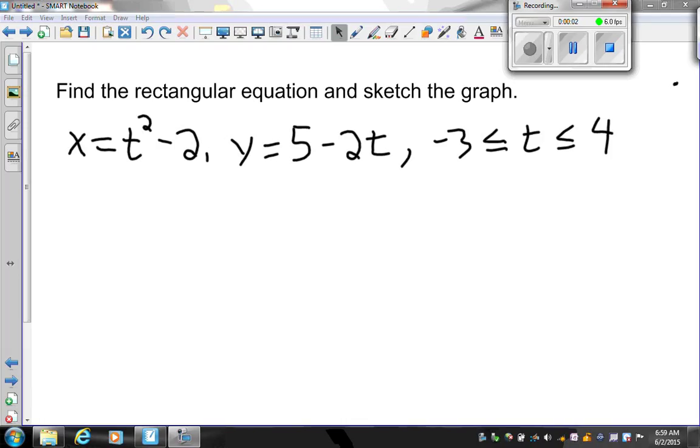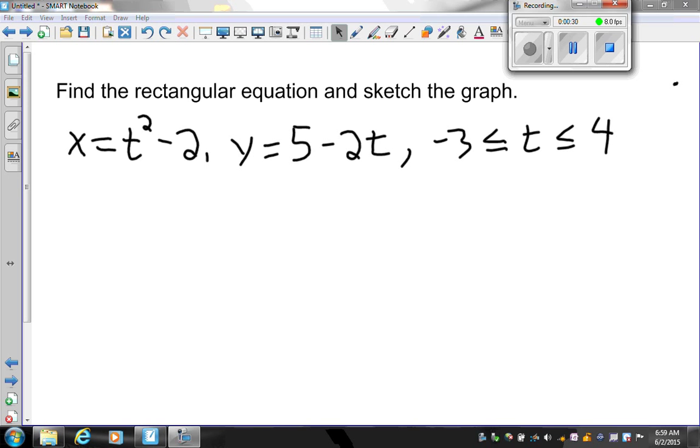It's important when faced with a set of parametric equations to be able to sketch the graph of those equations and end up with a plane curve. So in this example, we're asked to find the rectangular equation and sketch the graph. x equals t squared minus 2, y equals 5 minus 2t, where t ranges between negative 3 to 4. So what we typically do is we try to eliminate the parameter.